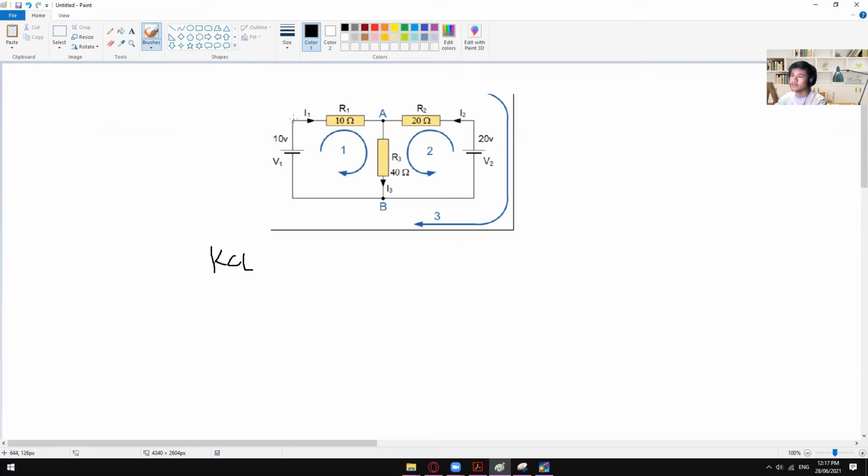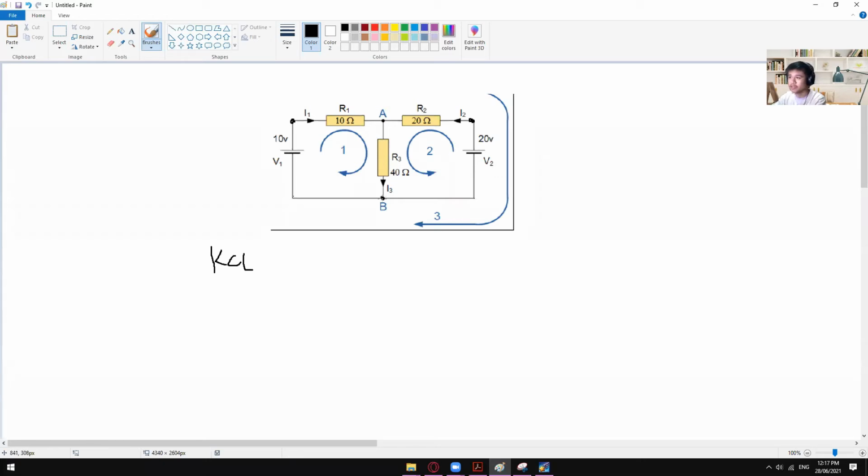You can actually have a KCL on this node, or you can have a KCL on this node. But mostly, we always deal with the KCL on the super node, not superimpose. We always try to find the super node. So this is a node, this is a node, this is also a node, and this is also a node. But when we say super node, that node is the main node that every current will flow into.